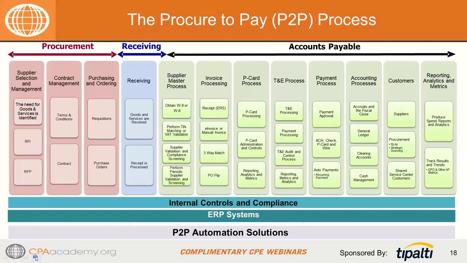Here's the procure to pay process, and this is really shown to show you how accounts payable fits into the P2P side of things and the relationships between procurement, receiving, as well as accounts payable. The foundational elements of this process are internal controls, compliance, ERP solutions, and of course, P2P automation solutions, which include AP automation as well.